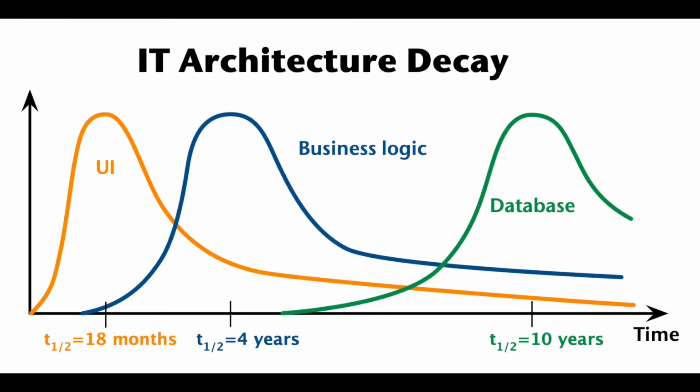On the top of the stack, the part that faces the users, that's the part that changes the quickest. Your user interface layer is going to change with a half-life of around 18 months. And some elements like mobile apps or customer-facing websites are going to change even faster. You're going to see a half-life of around 12 months for a customer-facing web application. That means in 12 months, half of it will have been replaced.